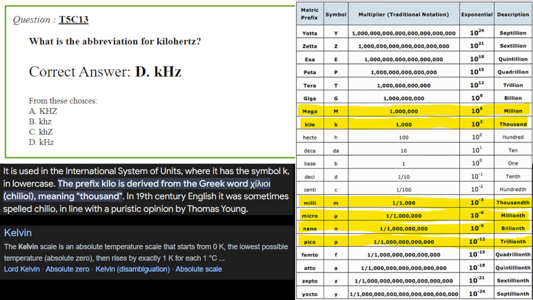So freaking weird. So I looked it up. This is probably from the Wikipedia wiki. It is used in the International System of Units, and it has a symbol k, and of course we're talking about kilo. Kilo is derived from a Greek word that I'm not even going to try to pronounce, but it means 1,000.